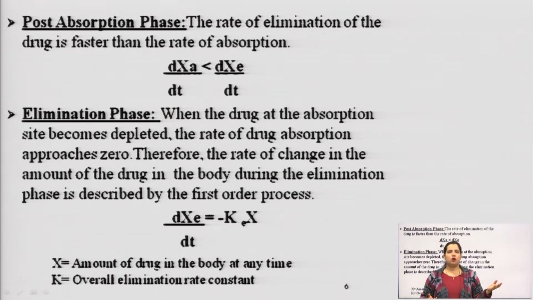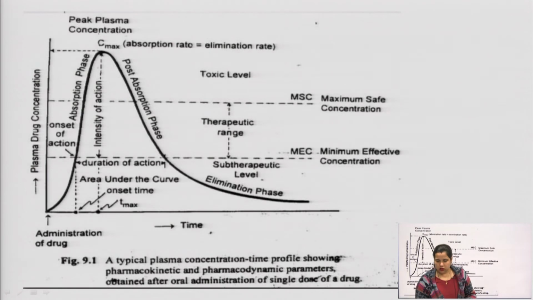So, the equation will become dX/dt = -kX, because we are just talking about the elimination part. Here X is the amount of drug in the body at any time, and k is the overall elimination rate constant. So, this is how we have different phases in the pharmacokinetic profile of a drug: first absorption, plateau phase, post absorption and elimination phase. So, this is how we can represent these data in the form of a chart.